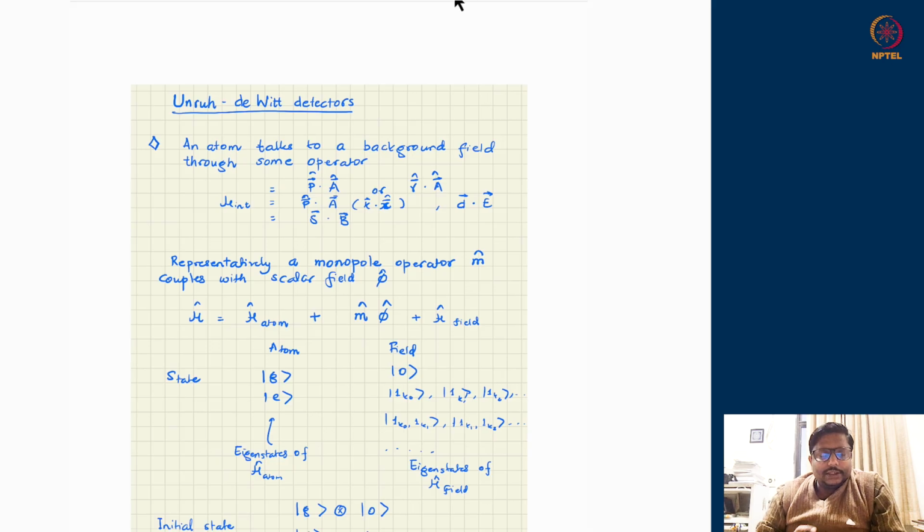So today we will discuss the Unruh-DeWitt detectors. As we learned in the previous class, generically, if I try to use the quantum field theoretic language on background fields which are talking to atomic systems, invariably we end up with a Hamiltonian made up of operators coming from both sectors, the atomic sector as well as the field sector.